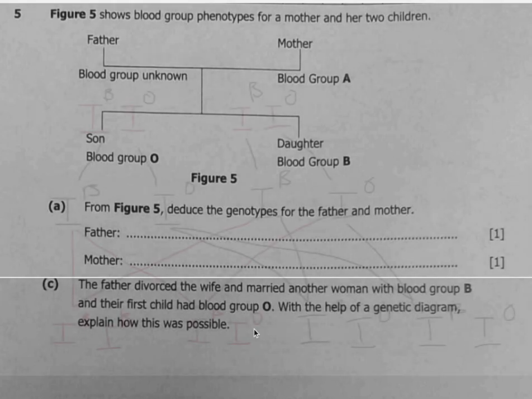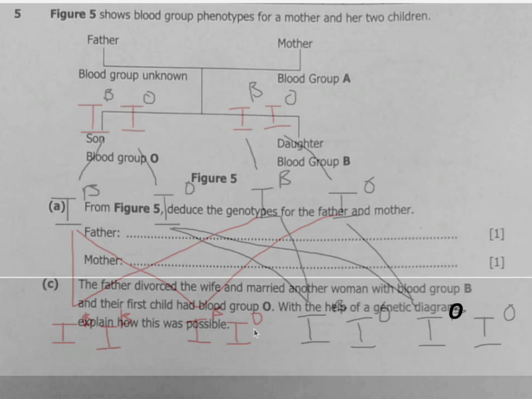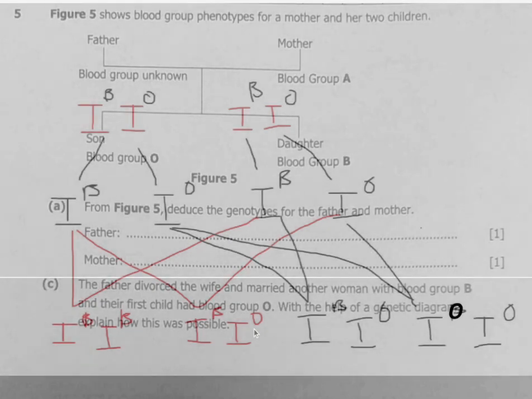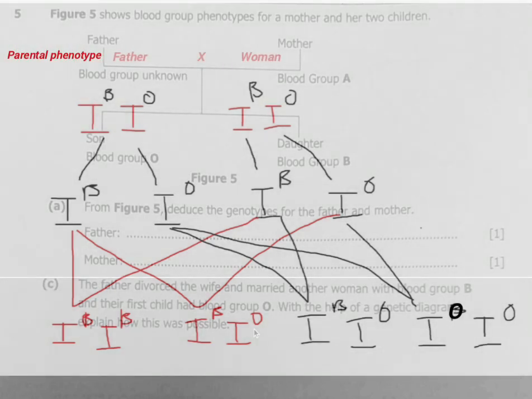In this case, it's not talking about the chances, so you're not supposed to find the probability at the end. But I'm going to show you how to find the probability also. So let's start with the parental phenotype. In terms of the parental phenotype, what do we have? We have the father crossed with the woman.